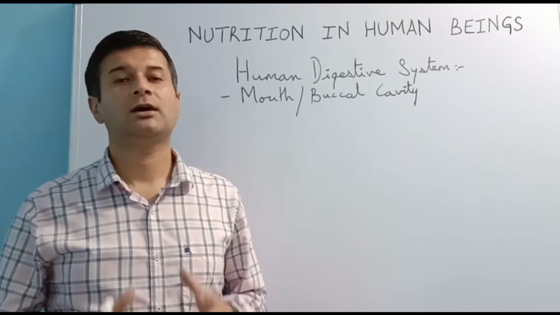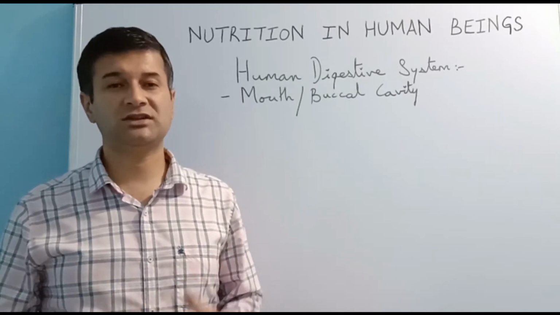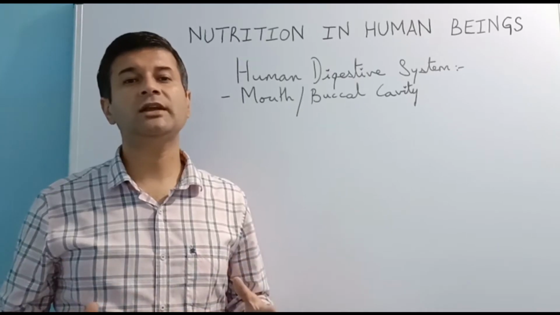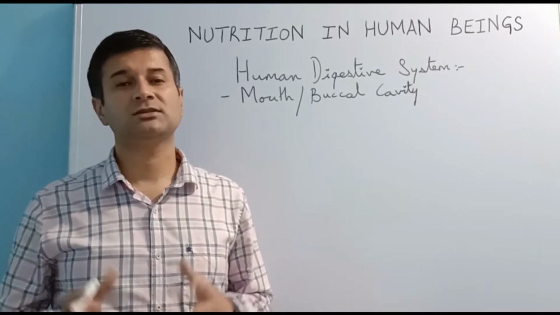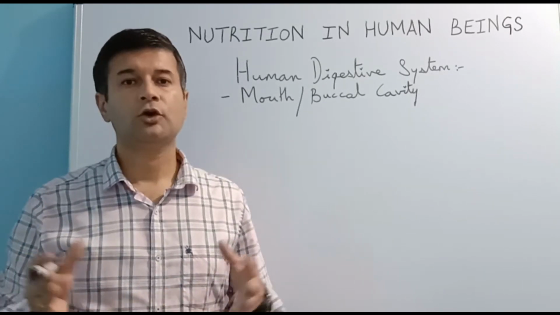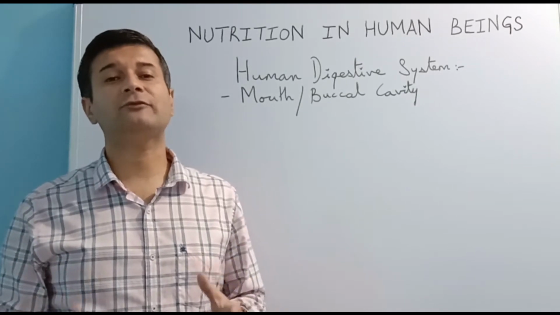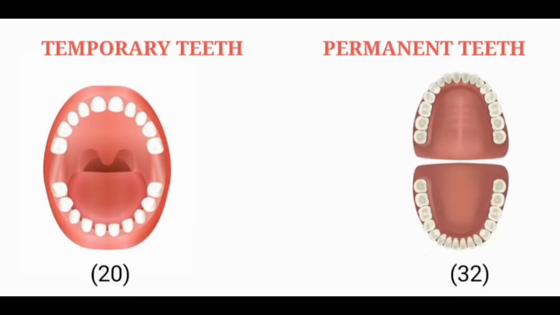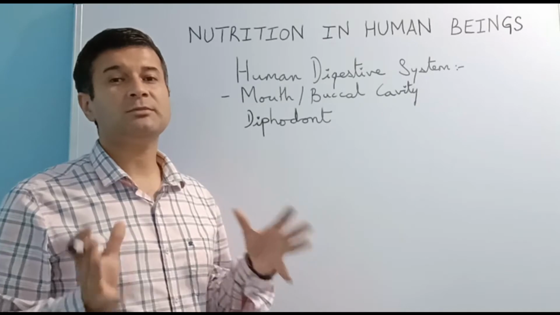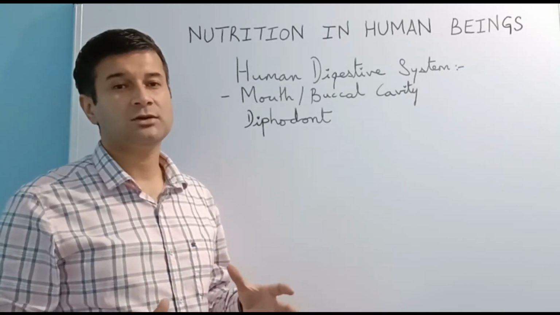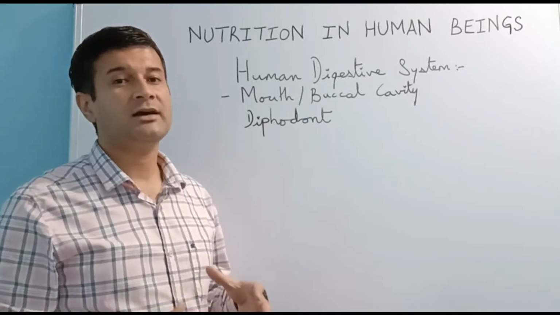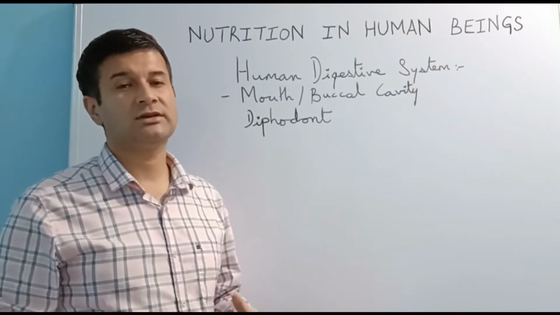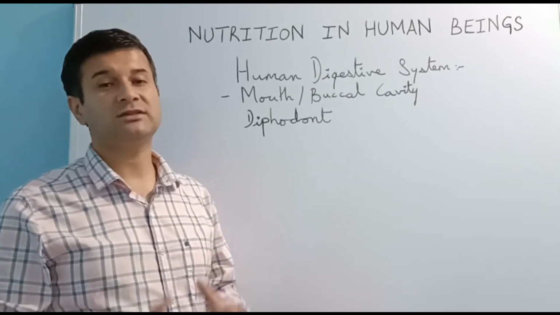Human beings have an upper and lower jaw holding the teeth. Only the lower jaw is movable, whereas the upper jaw is joined to the skull. Human beings are diphyodont, that is, they have two sets of teeth, temporary and permanent teeth. The temporary teeth are present in babies, which are gradually shed off and replaced by the permanent teeth. Human beings are also heterodont, that is, they have different types of teeth.